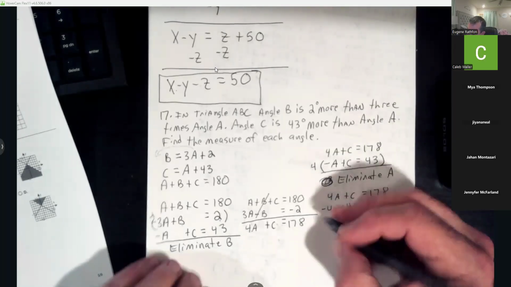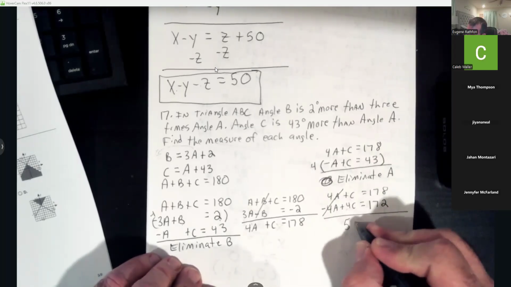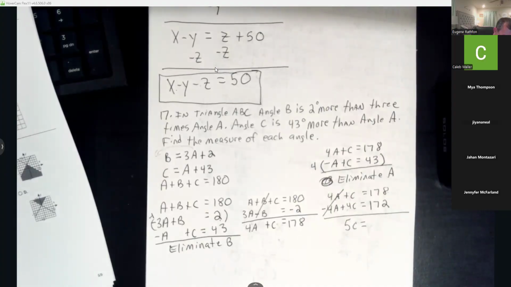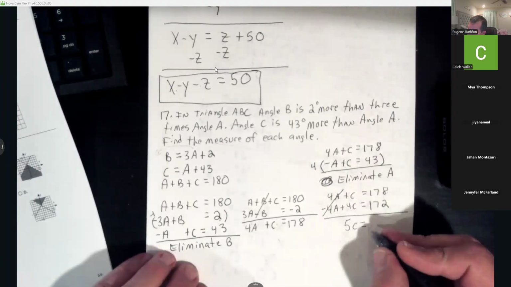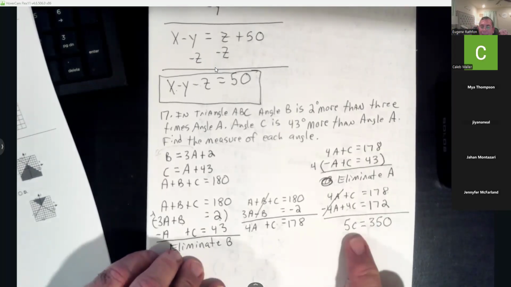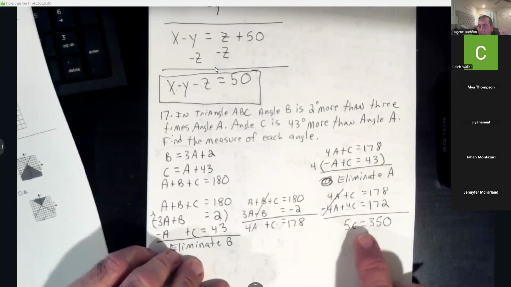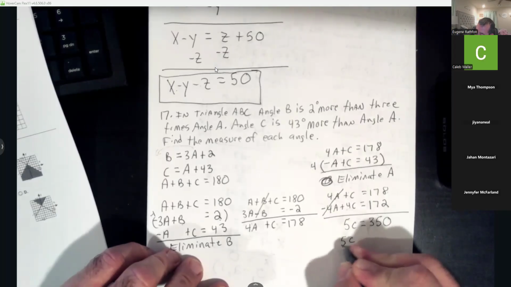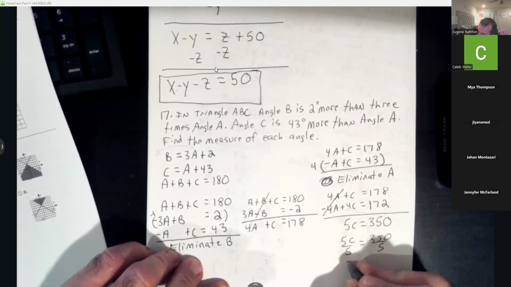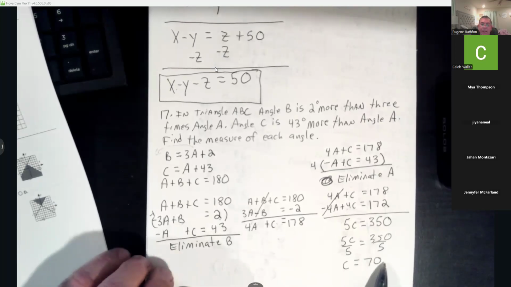All right, let's see what happens. The A's cancel. 1 and 4 give me 5C. 178 and 172 gives me 350. But y'all look at that. I can now solve for angle C by dividing both sides by 5. So that C equals 70 degrees.